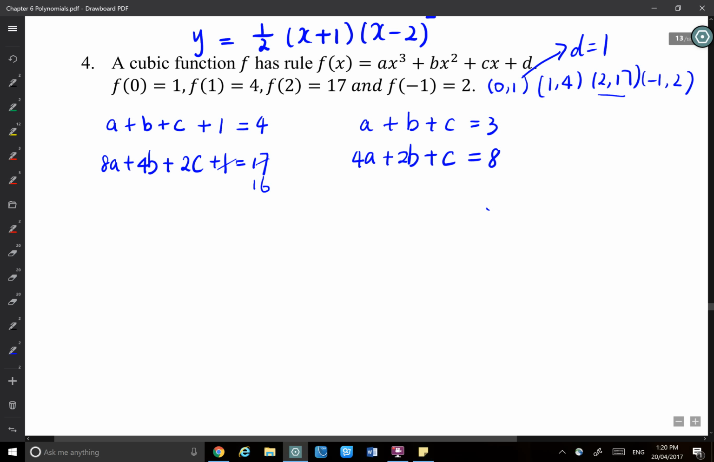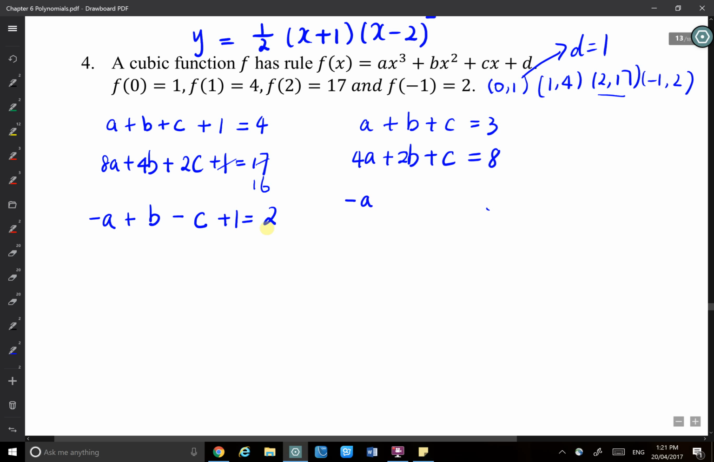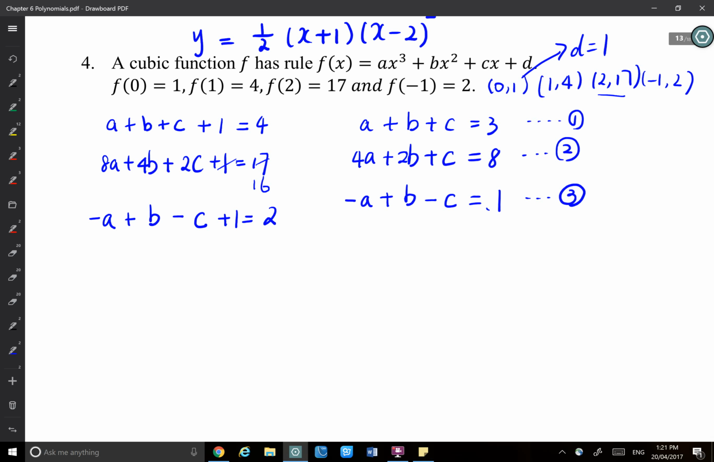The third one is (-1, 2). So for negative 1, I have negative a plus b minus c plus 1 equals 2. So you have minus a plus b minus c equals 1. Okay, I have 3 equations. Which 2 equations will you start with? I will assume you all know how to solve 3 simultaneous equations, okay?